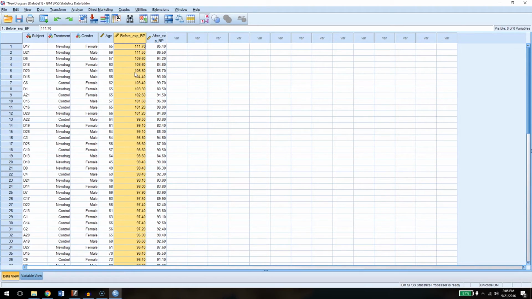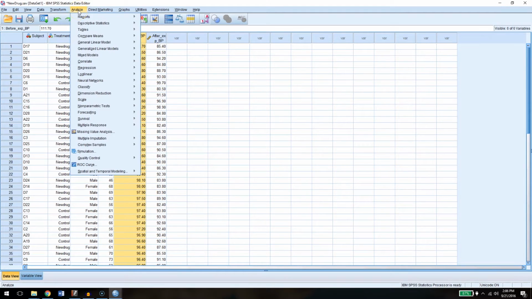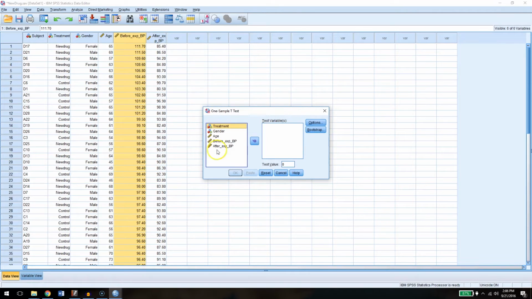To do the single sample t-test, all you have to do is go up to Analyze, Compare Means. I just recorded all the descriptive statistics videos. Compare Means, and then the one sample t-test. Single sample, one sample, all the same thing. Click on one sample t-test, and it'll bring up a window that's now familiar to you, where you have all your variables over here and then your test variables over here. We would just want to test before blood pressure.